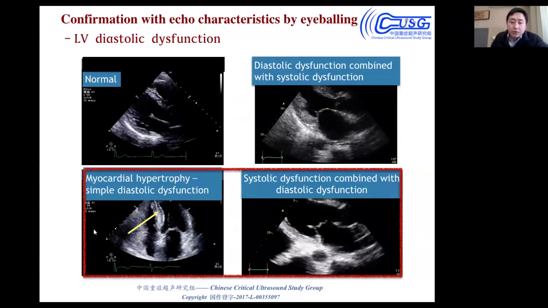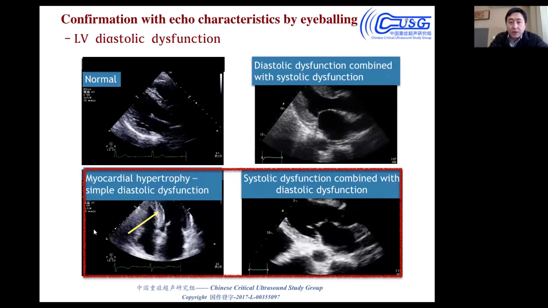Then we go to the left ventricle function assessment. We usually use eyeballing to assess the left ventricle. We assess the structure, the function, and the flow of the left ventricle to get more information about the left ventricle.